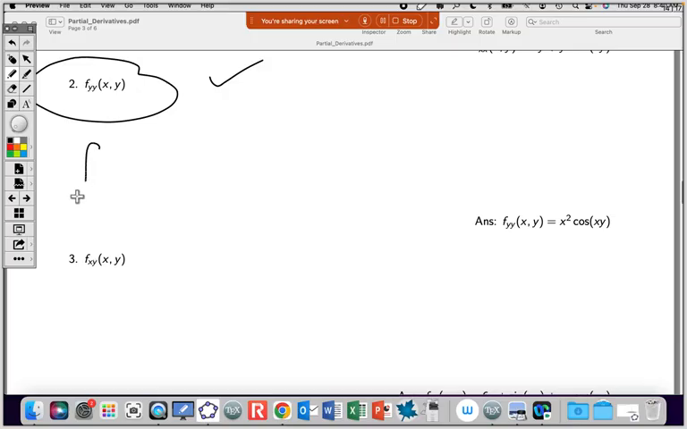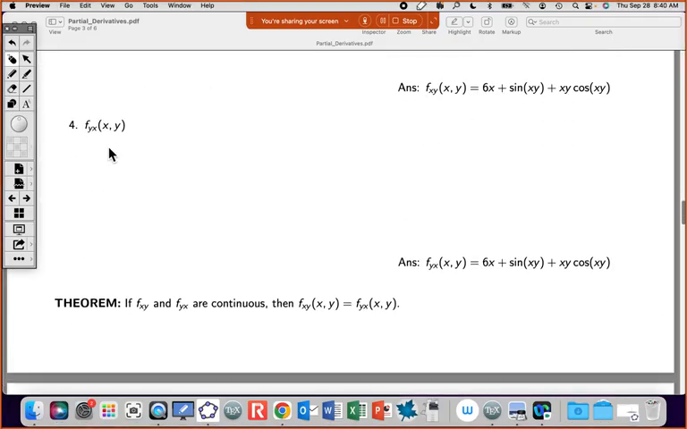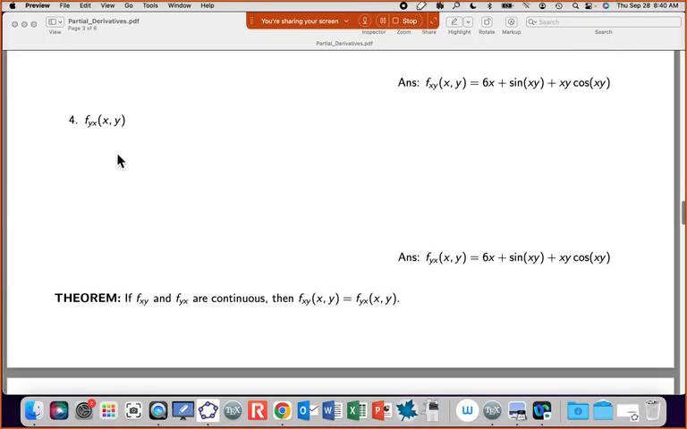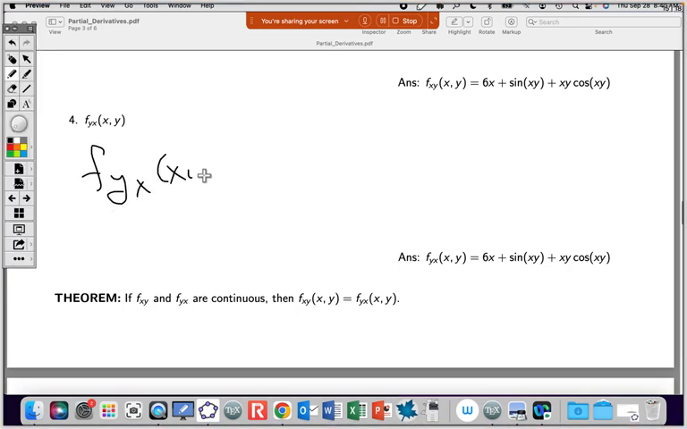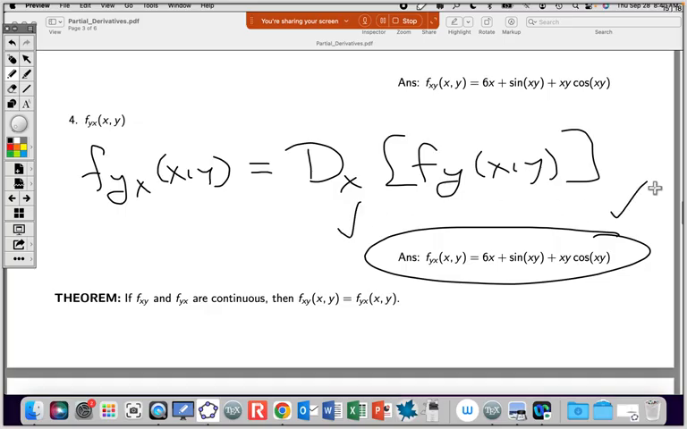Fyy means you want to take the derivative of fy with respect to y. And something interesting happens when you look at fyx. Fyx means you're taking the derivative with respect to x of fy. That's the other mixed partial. And it turns out, to your surprise and delight, fyx turns out to be fxy.